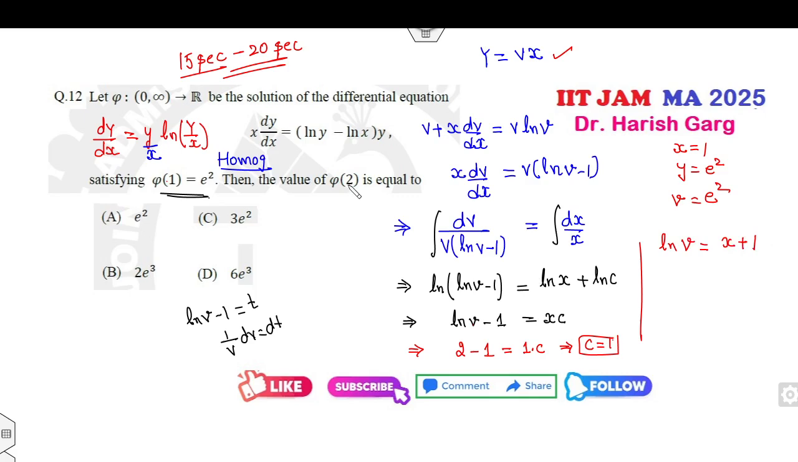Your target is to find the value of phi of 2. That means v is e to the power of x plus 1 and y is equal to e to the power of x plus 1 into x. Fine. Now phi of 2, that is x equal to 2, gives 2 e raised to power 3. So twice e cube will be the right answer of this problem.